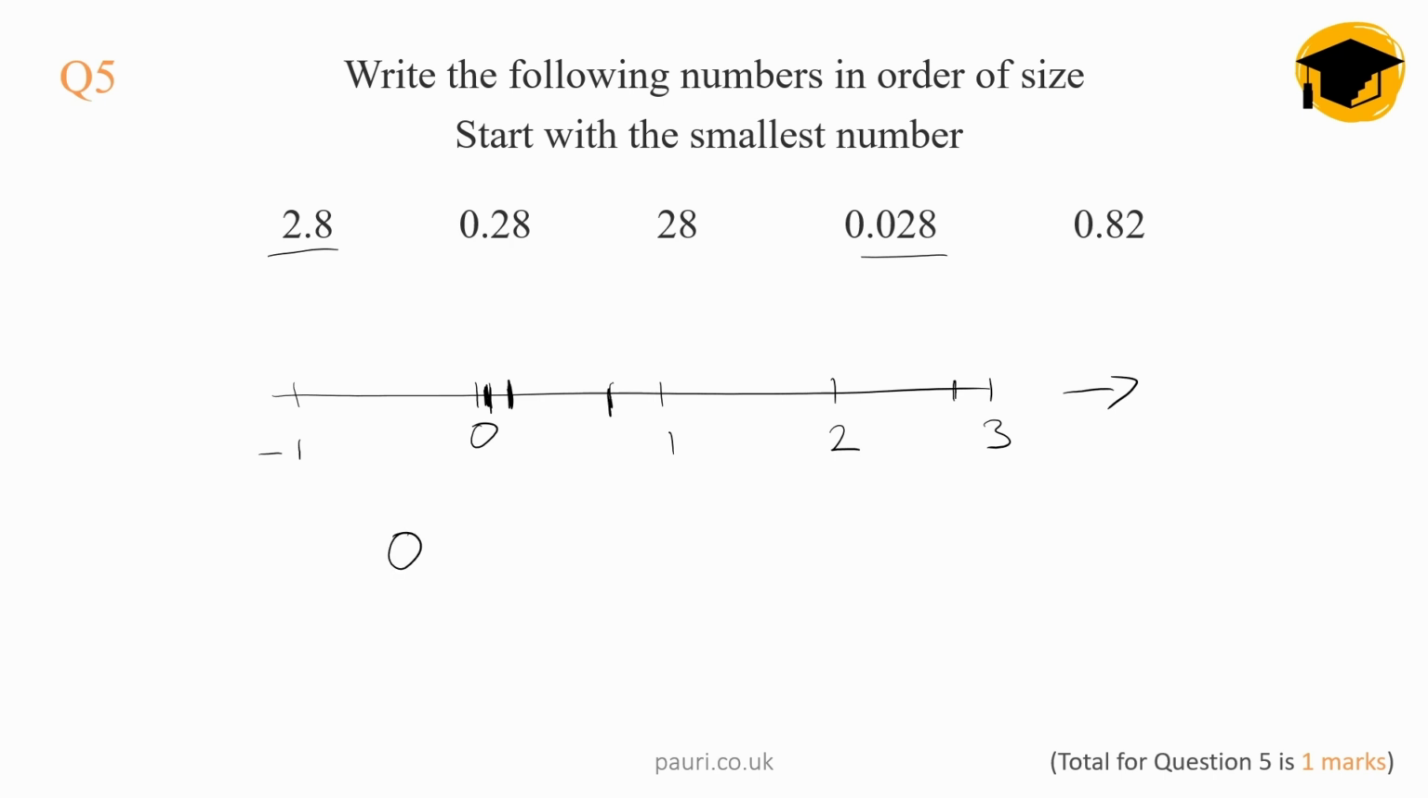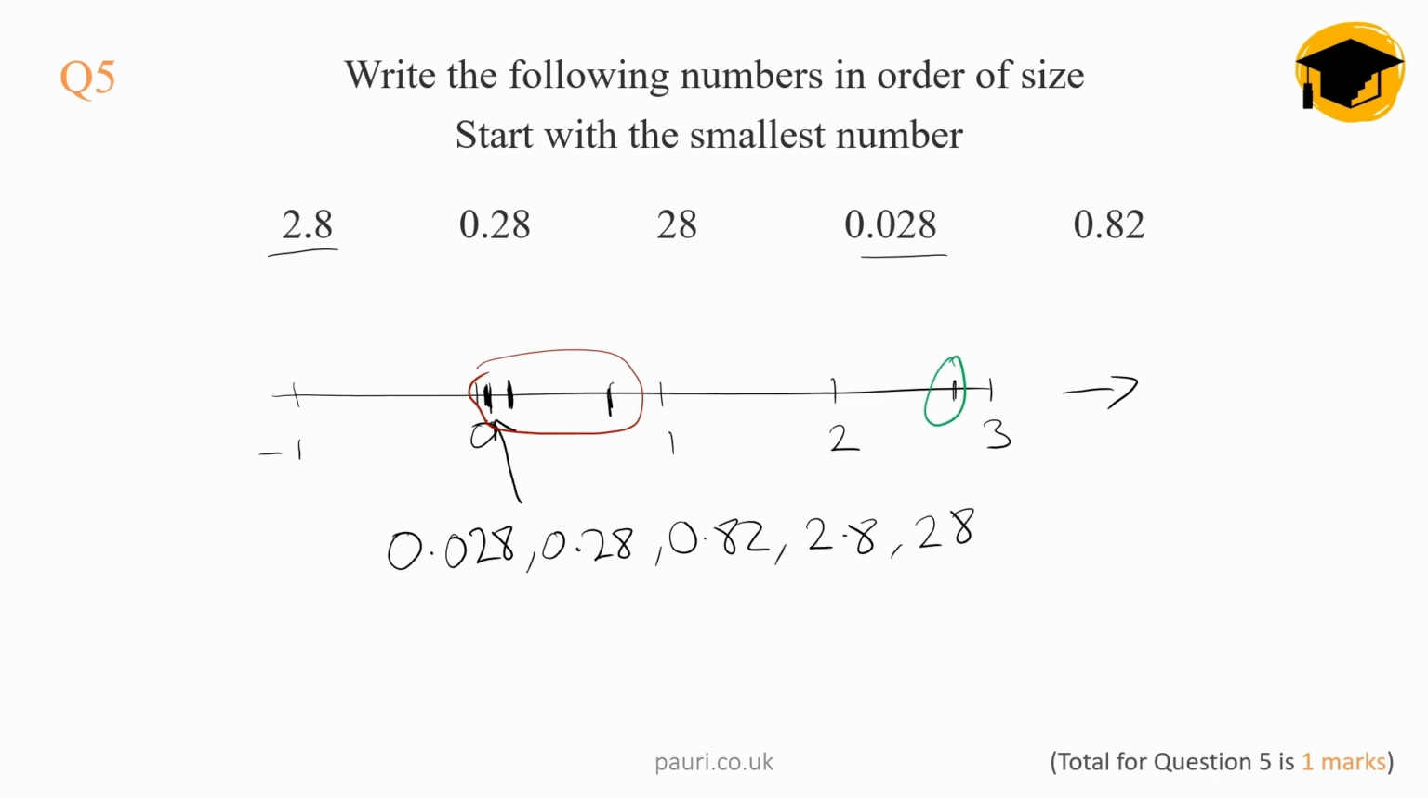Smallest number is 0.028, which was my number over here. Next one was 0.28. Next one was 0.82. So those three numbers cover these three over here. Next we've got 2.8, which covers this one. And we've got 28, which covers the last one that I mentioned.